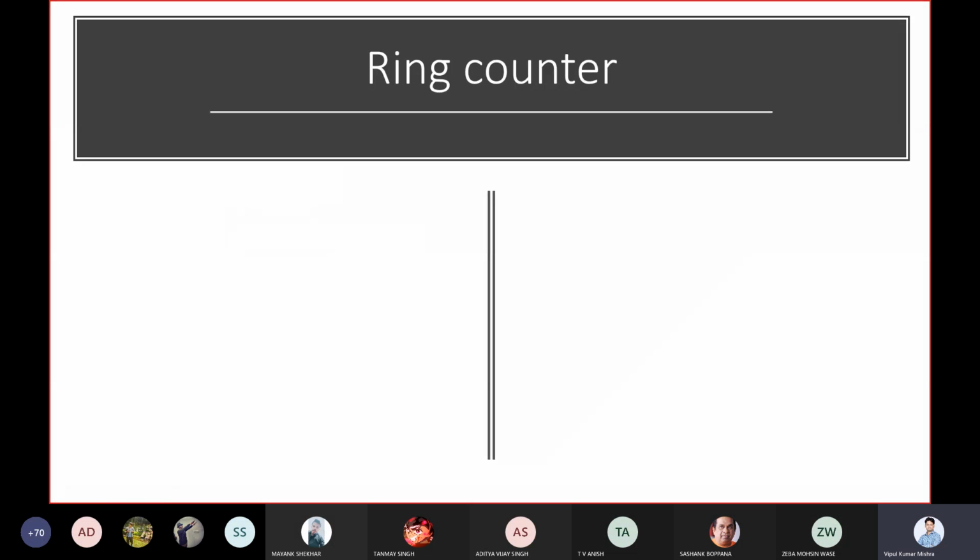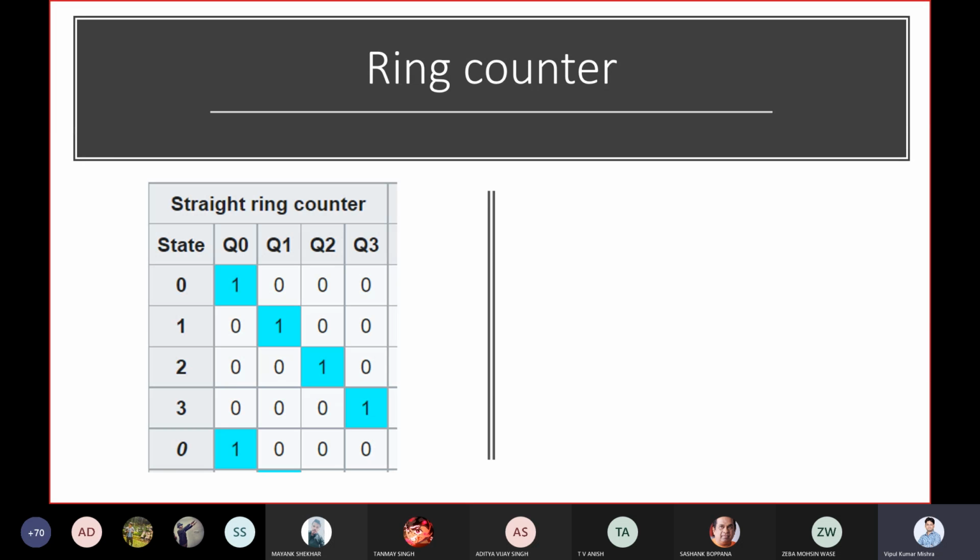So first thing is the ring counter that we need to understand. Before jumping into how the circuit will look like, we have to start from the table, right? How will the table look like? Here we require this kind of behavior. First your counter output will be 1 0 0 0. Then in the next clock cycle, it will become 0 1 0 0. In the next clock cycle, it will become 0 0 1 0. In the next clock cycle, it will become 0 0 0 1. And after that, another clock cycle, it will again go back to 1 0 0 0.